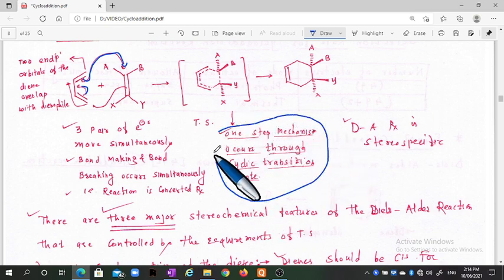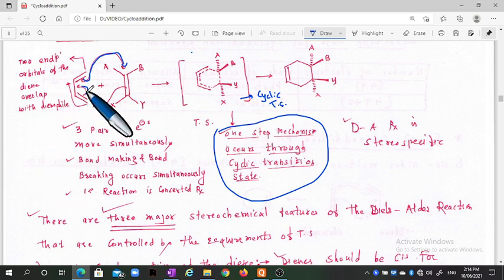This is a one step mechanism. The one step mechanism occurs through a cyclic transition state. This is a cyclic transition state.